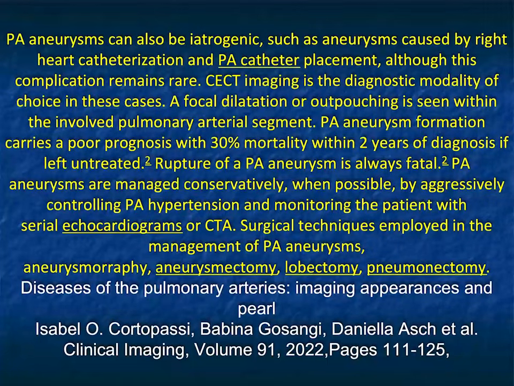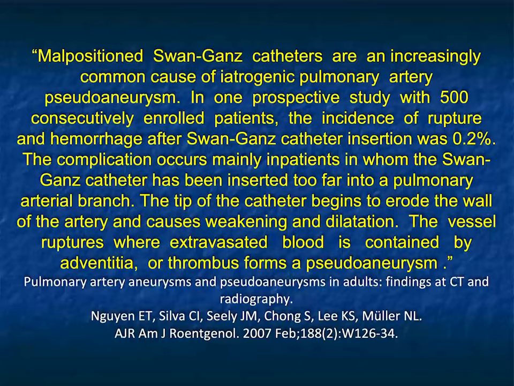Pulmonary artery aneurysm formation, again, carries a poor prognosis with a 30% mortality within 2 years of diagnosis if left untreated. So again, one of the key things is treatment, and this includes embolization. It includes surgical technique, including lobectomy, pneumonectomy, and aneurysm resection. And a very good article by Corpasi, which I've quoted a few times, really does this.